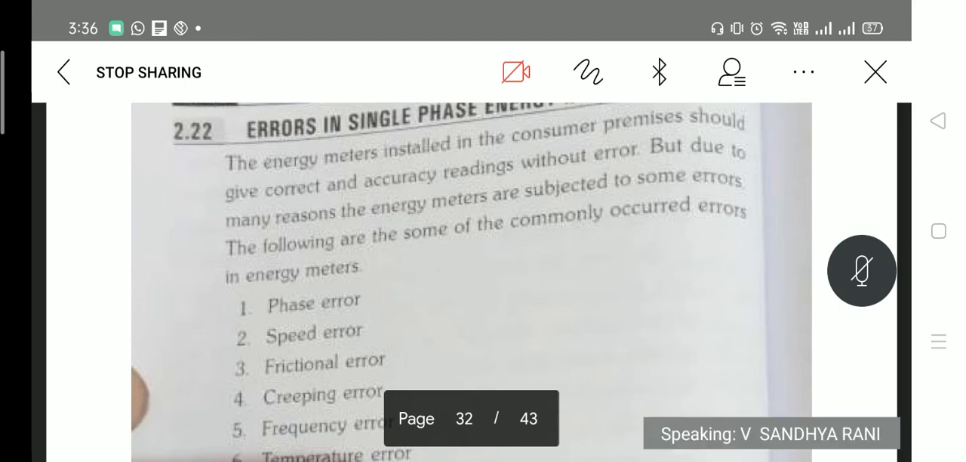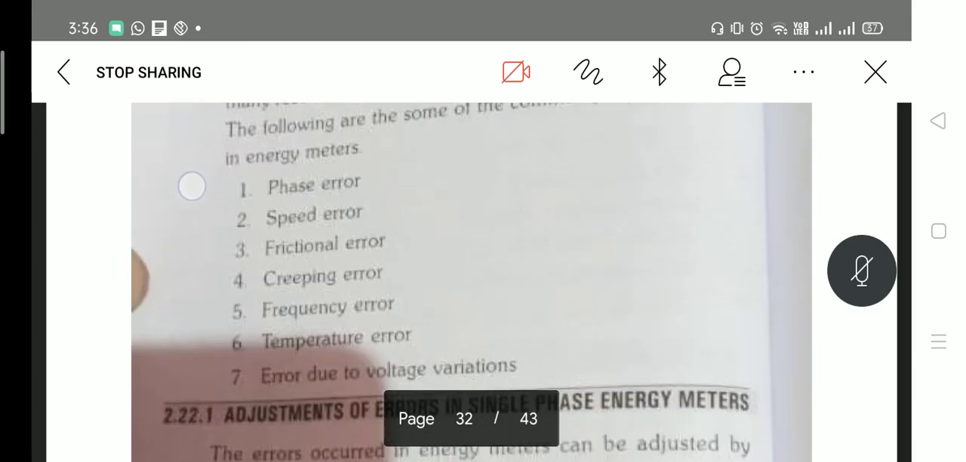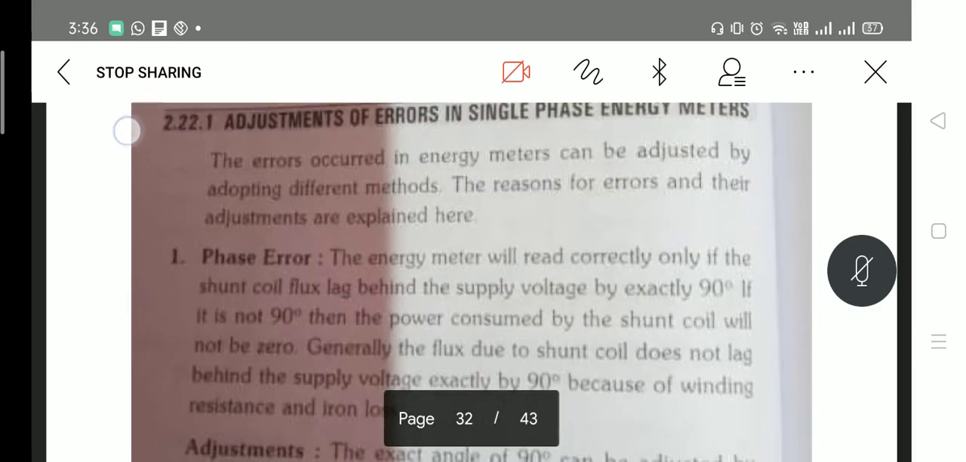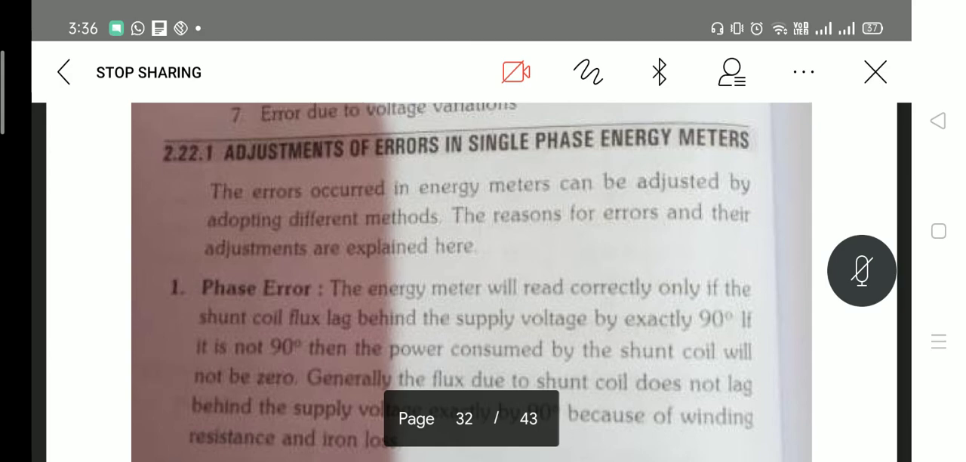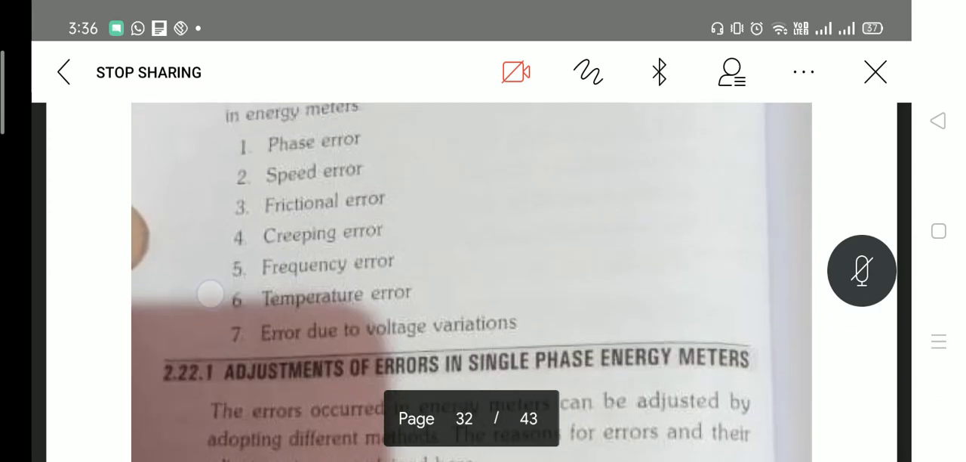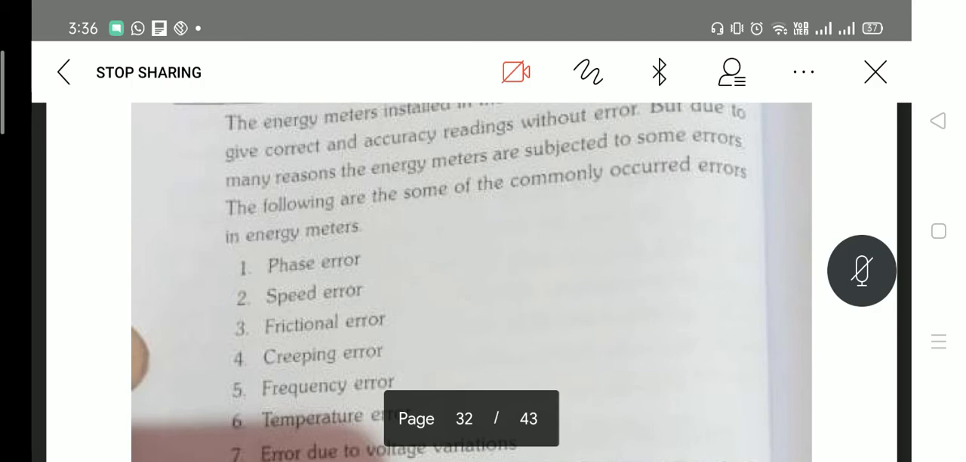The errors in single phase energy meter. Now we discuss each of the errors. First one is phase error. We can adjust the errors in single phase energy meters. How to adjust and overcome all the errors in this meter, all those things we will discuss in the next class.